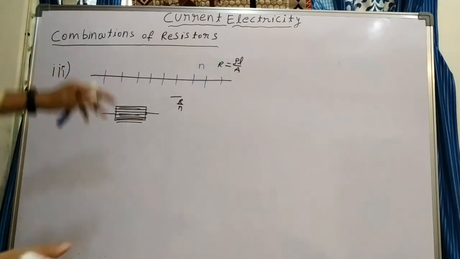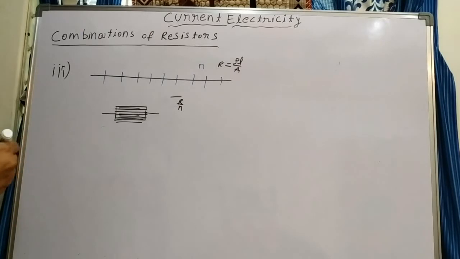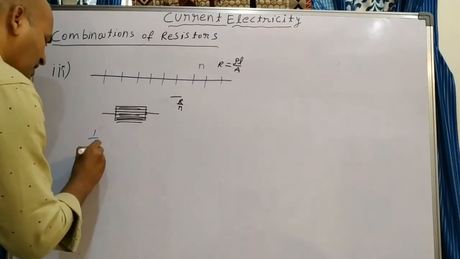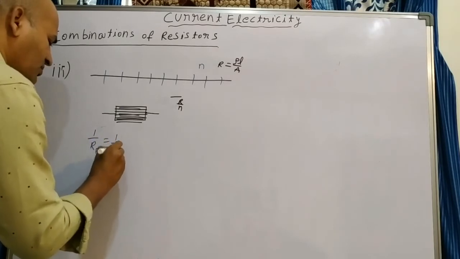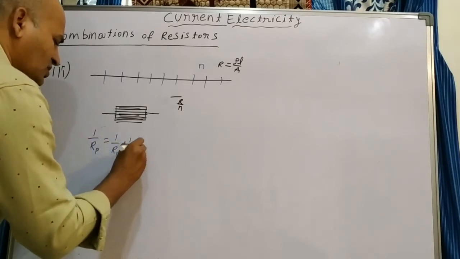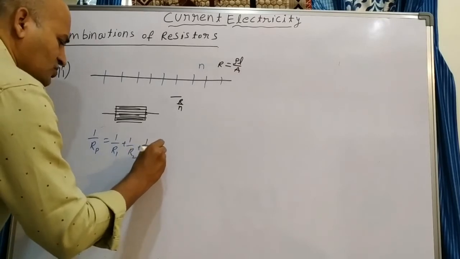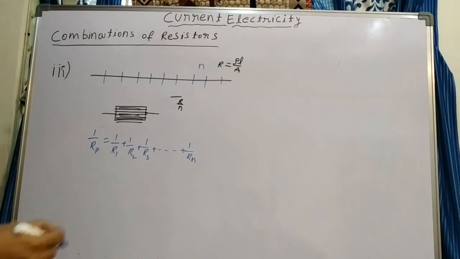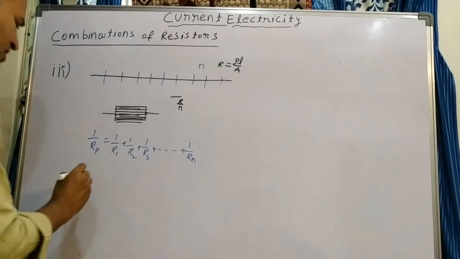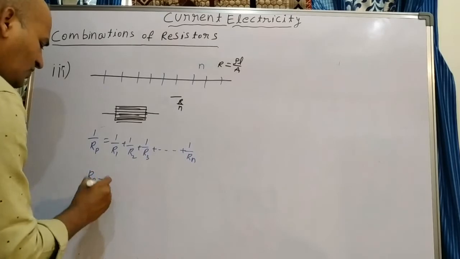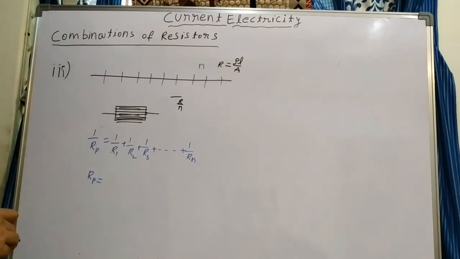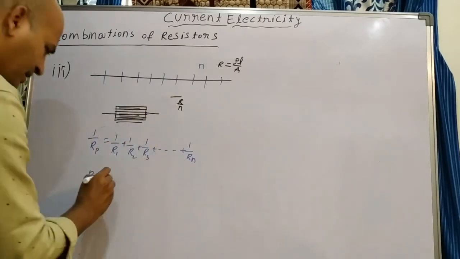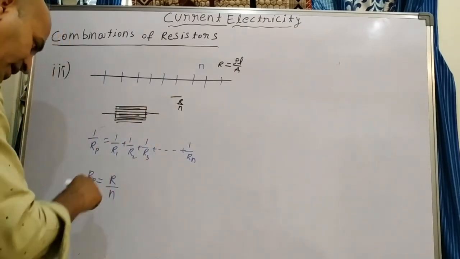Now these all are connected again in parallel. In parallel combination, what is the resistance formula? 1 by R parallel is equal to 1 by R1 plus 1 by R2 plus 1 by R3, and so on, 1 by Rn. Of course, here they are identical, no? For identical resistors we have a direct formula, that is R parallel is equal to the resistance of each divided by N. What is the resistance of each part here? R by N.